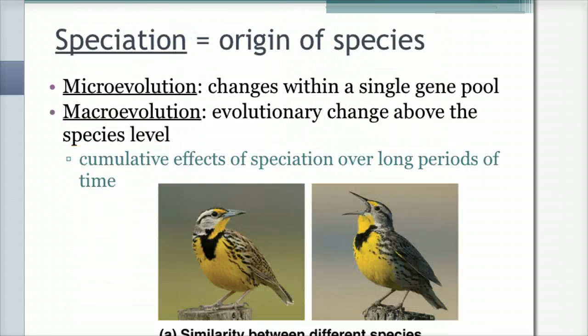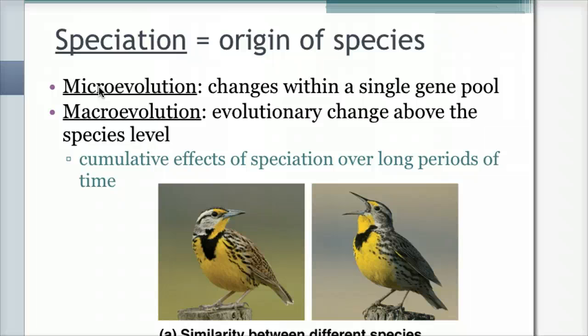So speciation, it sounds like species. They're talking about how did species originate? How did they start? If you see here on the bottom, we've got 2 different types of birds. They're similar, but they're 2 different species. Microevolution, just like it sounds, micro meaning small, is changes within a single gene pool. So a certain gene, a certain allele for a specific change in a species is called micro.